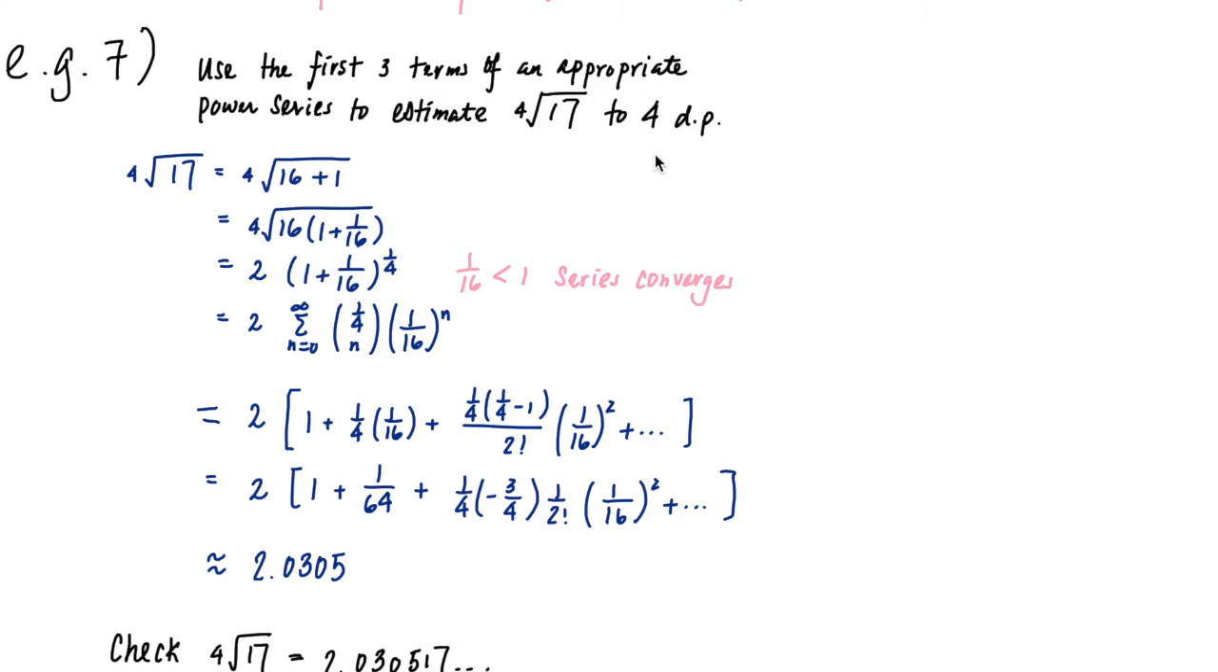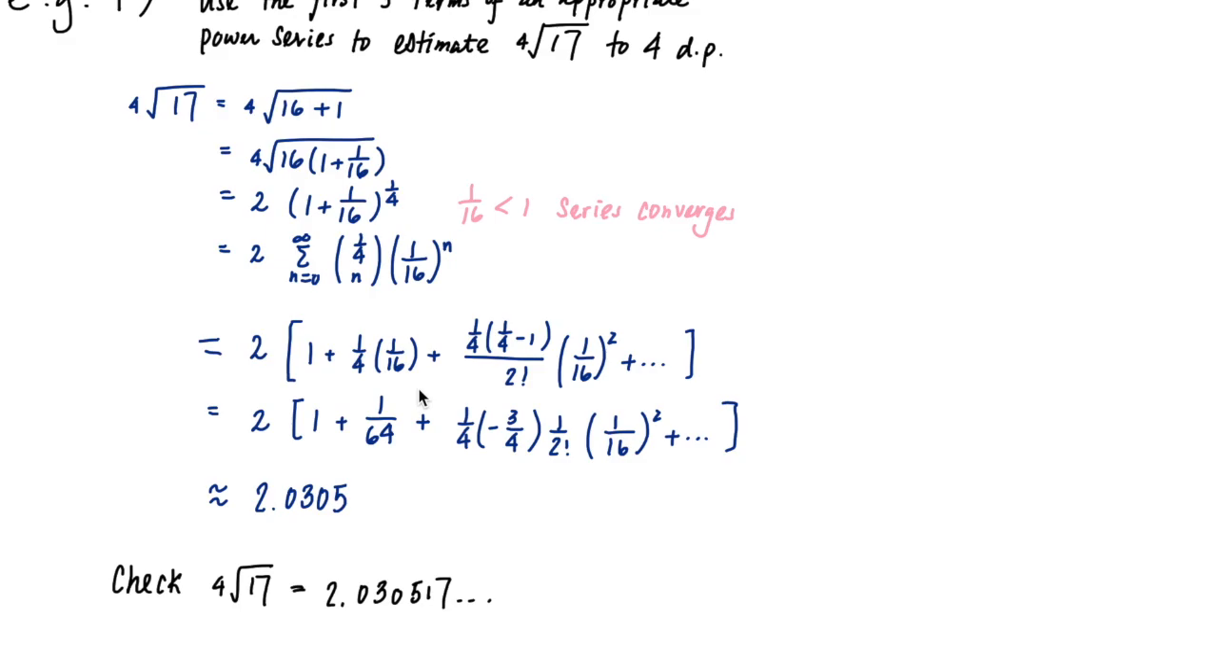But we know that if we have 1 plus x, but x is not within the boundary of negative 1 and 1, we will not get a converging series. So in order to make sure we get a converging series, that so-called x part now needs to be between negative 1 and 1. So I have to factor out the 16. Okay? By making my work into this form, the 4th root of 16 is 2. Then I have a binomial of 1 plus 1 over 16 to the power of 1 over 4. Then I can rewrite it using sigma notation.